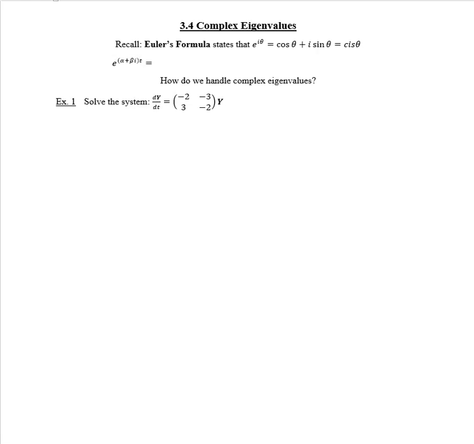We're going to take a look at section 3.4, which is on complex eigenvalues. So we're getting a little bit more into some special cases of what happens when we solve for our eigenvalues and we end up with complex numbers.